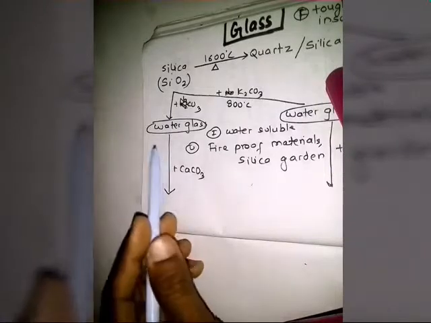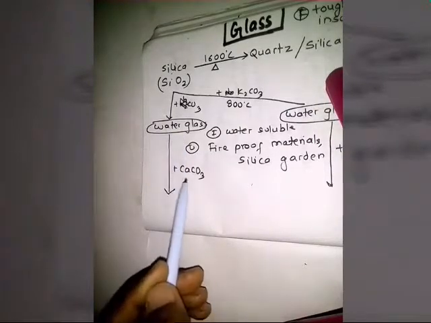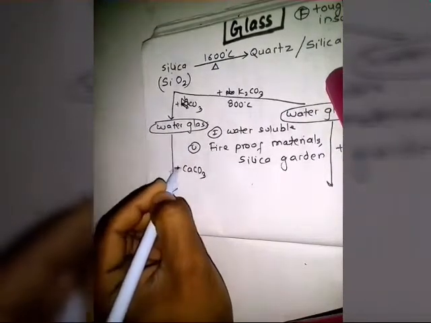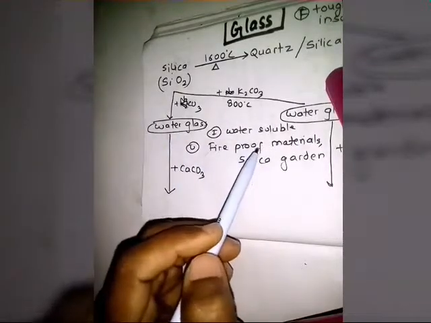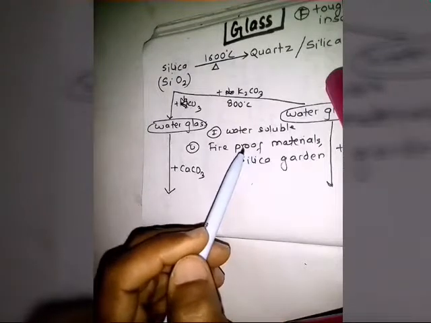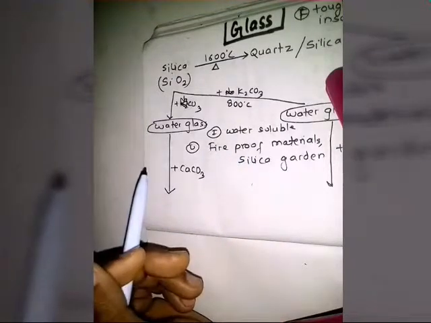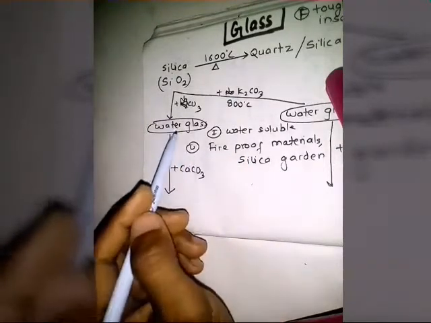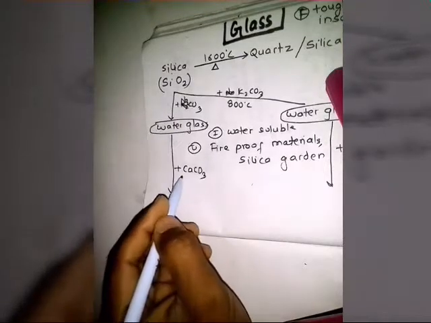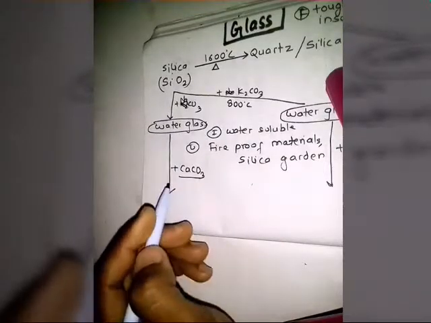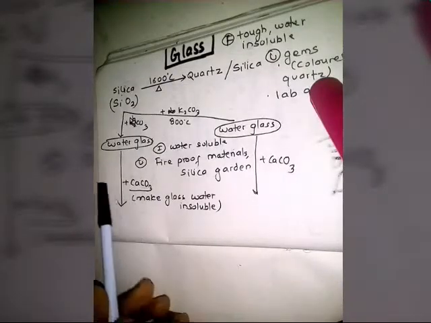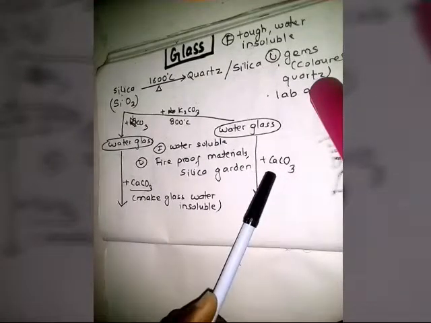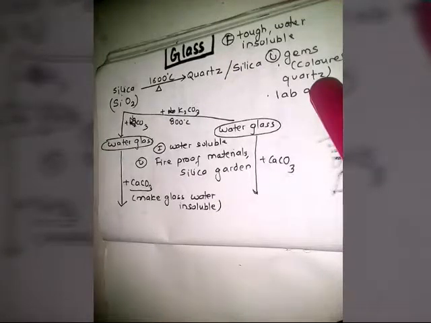Now to the raw materials of water glass, we'll add calcium carbonate. Why is calcium carbonate added? See, the problem we have with this glass is that it's water soluble. The ordinary kind of glass we see in our homes is not water soluble, it is water insoluble. To make this glass water insoluble, we must add calcium carbonate. So we add calcium carbonate on both sides, and this is going to make the glass water insoluble.